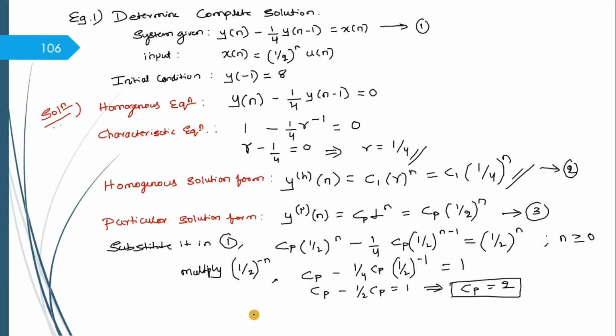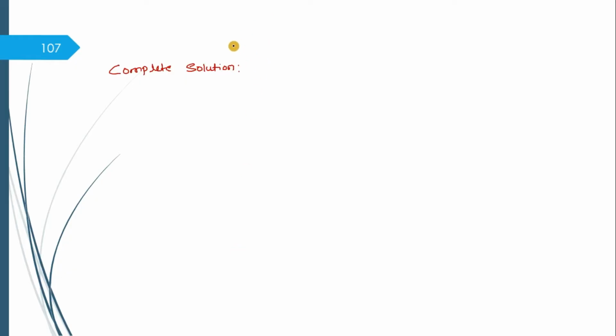Now the final particular solution yp of n is given as, refer 3 and write it. In place of cp, I need to write 2 into 1 by 2 raised to n. So I call this as 4. Fine. This is a particular solution. I mark a tick. This is a homogeneous solution general form. I tick it. So 2 and 4 will be useful for me for the next section. So here, using equation 2 and 4, we get the complete solution.